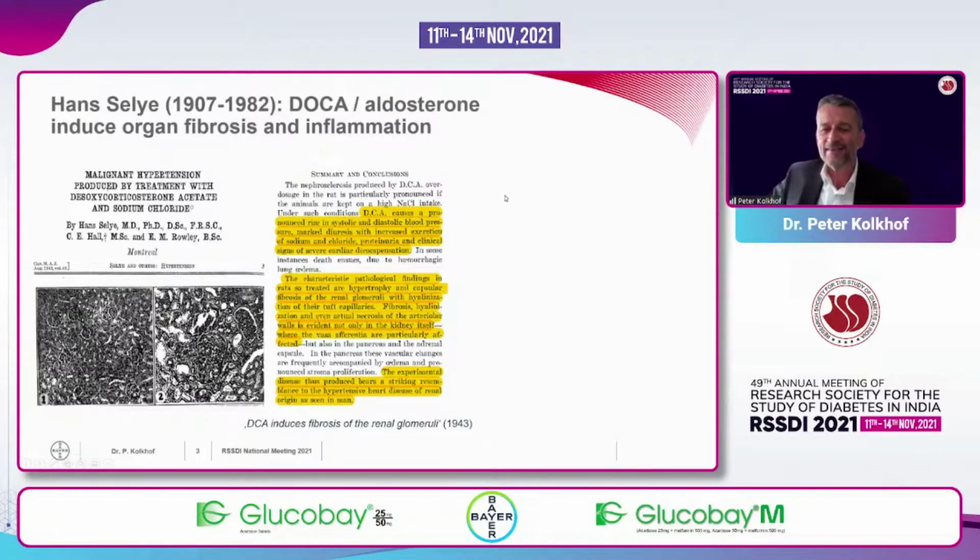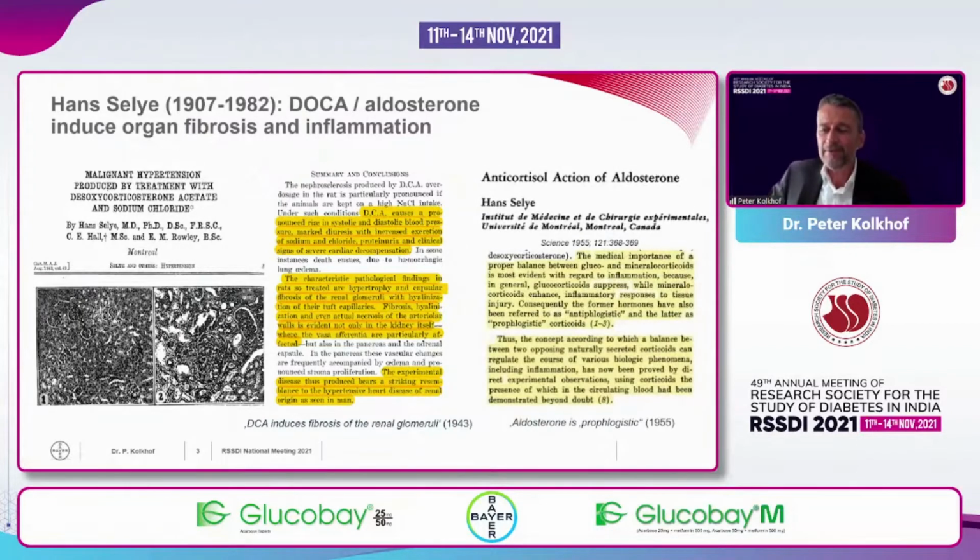I have to say that a far-sighted physician called Hans Selye, a Hungarian who moved in the 30s of the last century to Canada, already recognized that application of a precursor of aldosterone called desoxycorticosterone induced glomerular fibrosis directly in animals. And that was published in 1943.